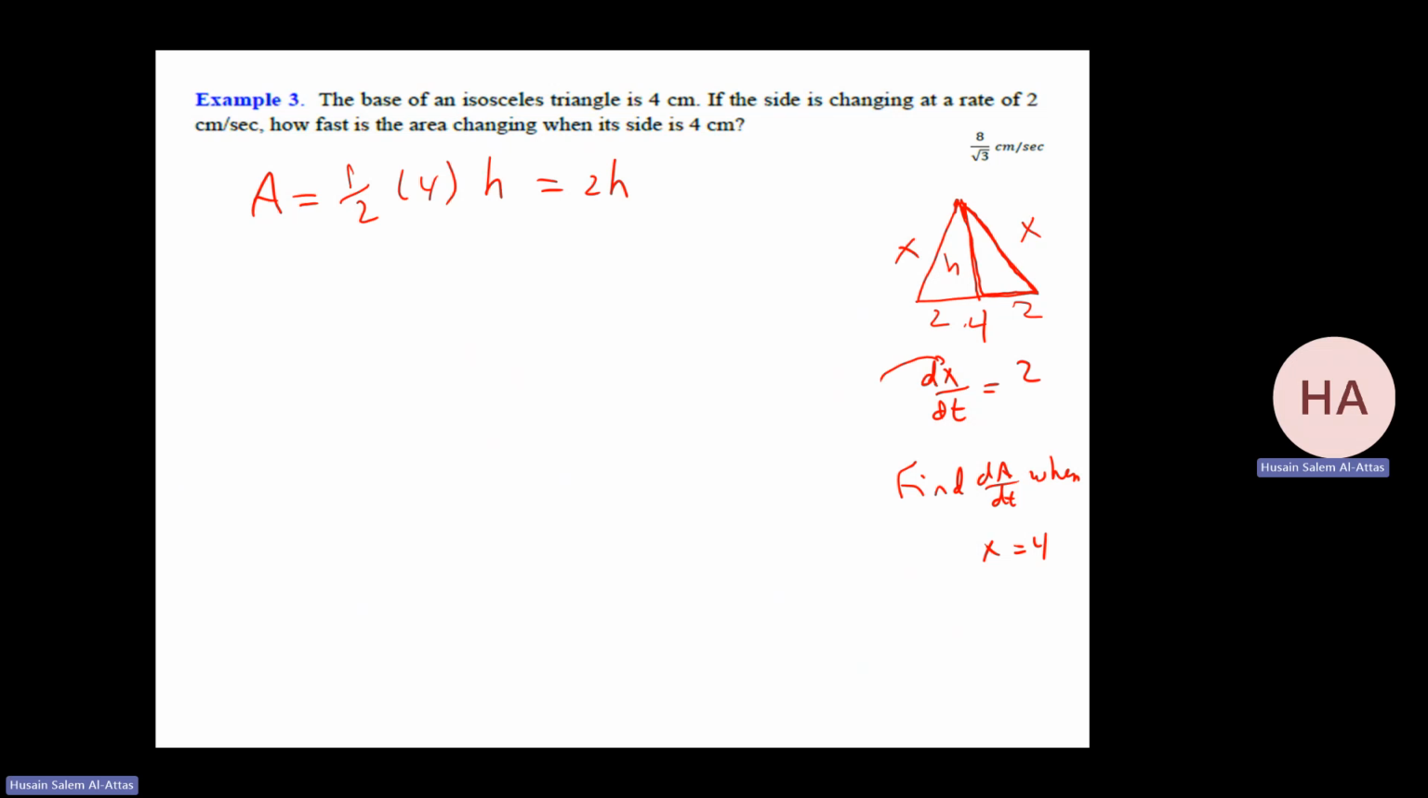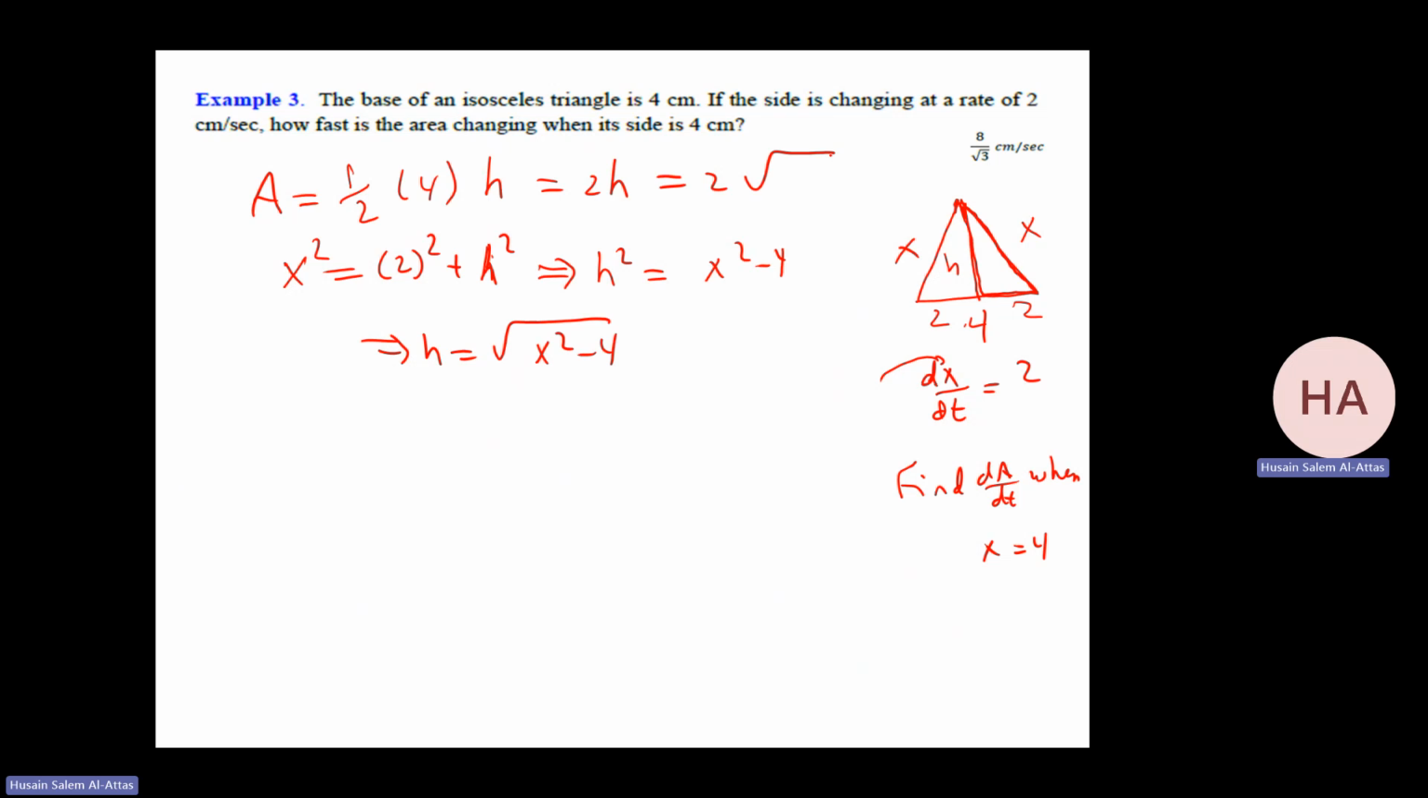I'll use the Pythagorean theorem. So I have x squared equals 2 squared plus h squared. So h squared will be equal to x squared minus 4, so h will be the square root of x squared minus 4. So the area will be 2 square root of x squared minus 4. I want the area, that's it. We get the answer.